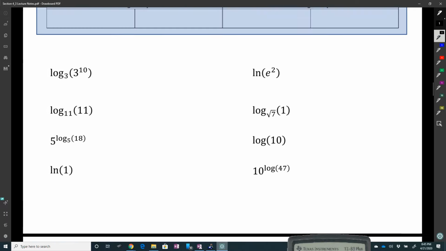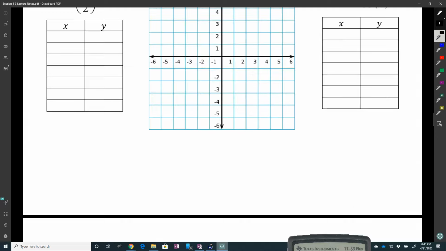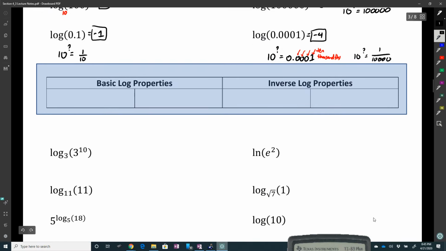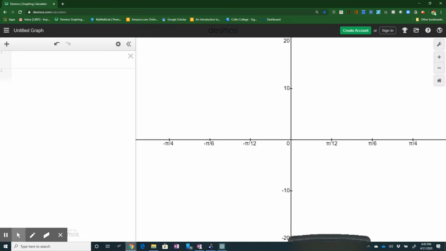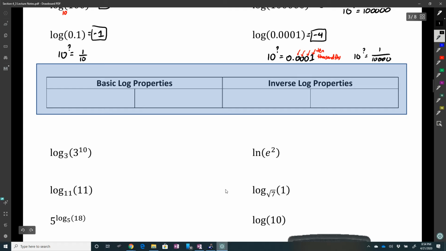All right, so now we're going to do some basic log properties and then go into what the graph of a log looks like and do some graphs. Let me pause the video real quick so I can get something to drink. Alrighty, I am back.